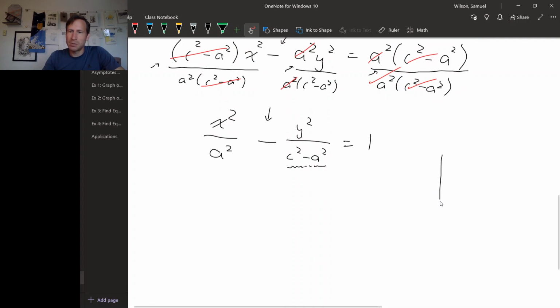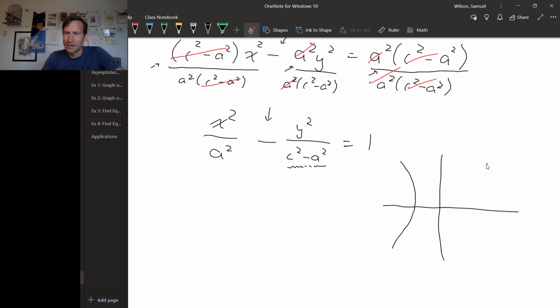So remember, our hyperbola looks something like this. Terrible, terrible hyperbola. We have foci like this, and a is this distance here. c is the distance out to a focus from the center. And this new quantity, c squared minus a squared, by analogy with the ellipse situation, we might expect that this is the square of something. I kind of have the notation set up to make you think that there's a b in here somewhere.